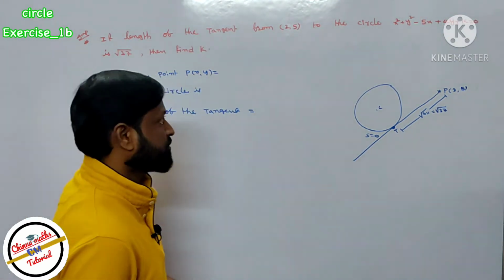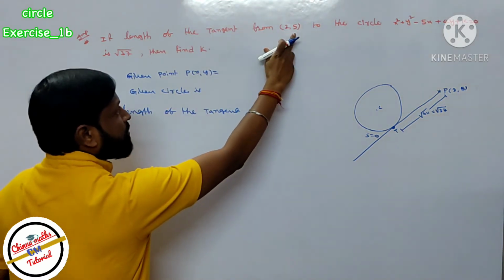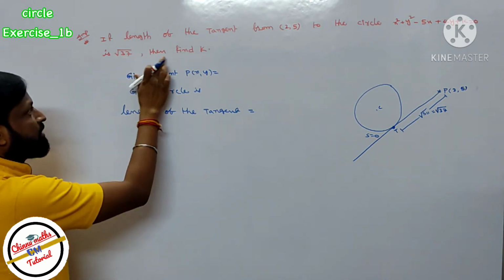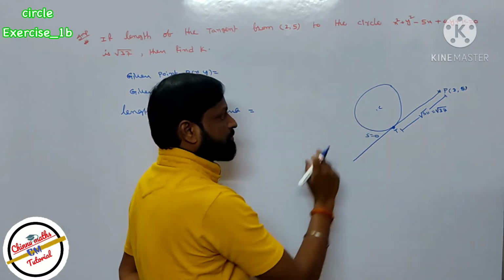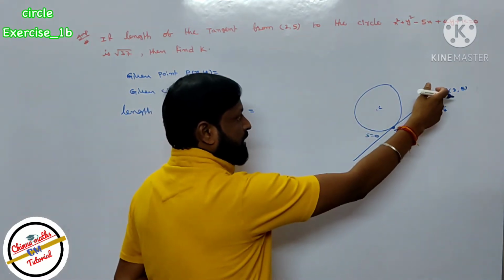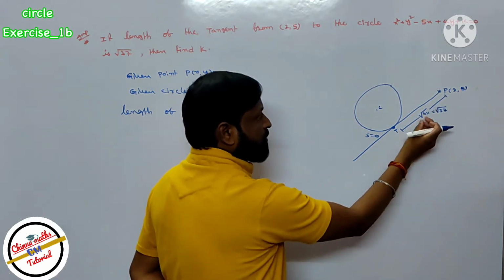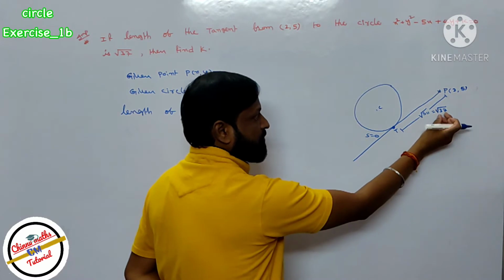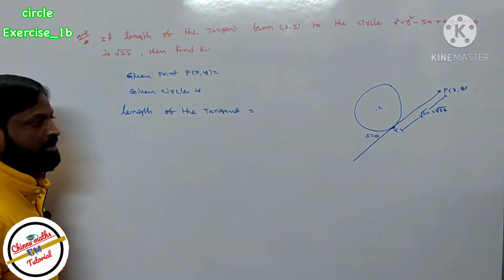Next, same model question. It is a very important question. If the length of the tangent from the point (2, 5) to the circle S equal to 0 is root 37, then find the k value. Same question: given the circle equation and given the length of the tangent from the point (2, 5). The length of the tangent is denoted by root S11. Given that this value is equivalent to root 37. Okay, by using this condition you can find the k value.